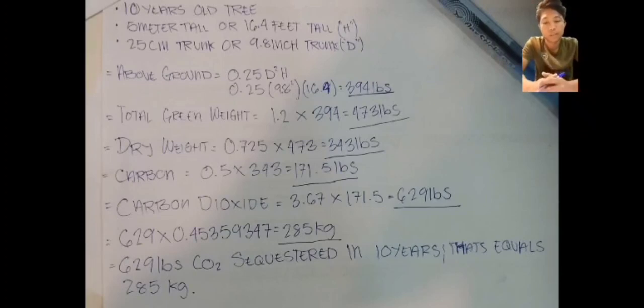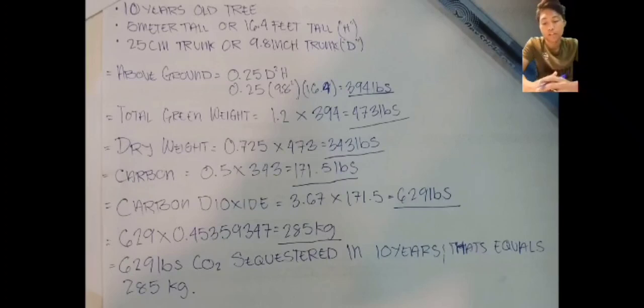So, since 11 below ang diameter, atong gamiton is 0.25 times diameter squared times height. So, sa pagkuha sa above ground is 0.25 times diameter squared, which is 9.8 squared, times 16.4, which is our height, is equal to 394 pounds. So, mao na to ang above ground. Sa pagkuha sa total green weight is 1.2 times above ground, which is 394, equals 473 pounds. Mao na to ang total green weight.